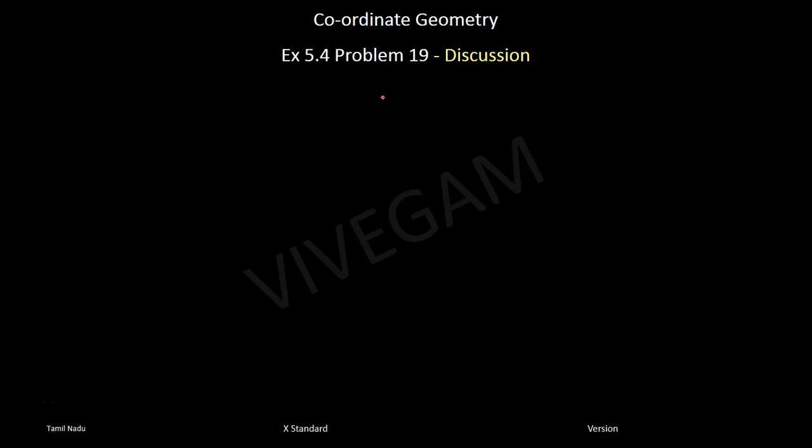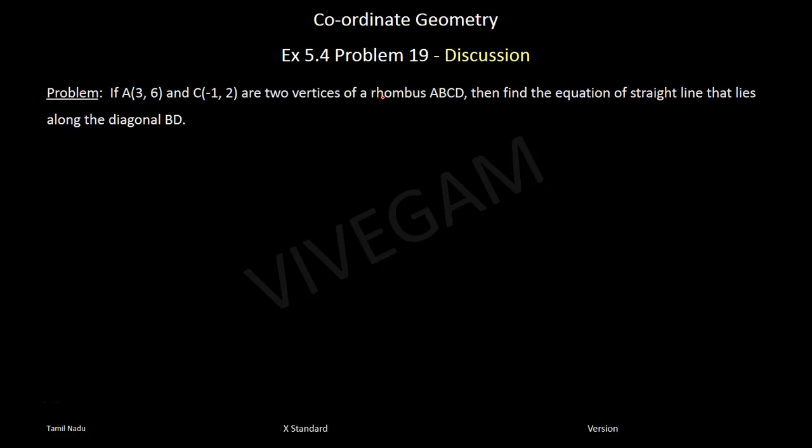Exercise 5.4, problem 19, discussion. If A (3, 6) and C (-1, 2) are two vertices of a rhombus ABCD, then find the equation of the straight line that lies along the diagonal. So let's draw the figure.